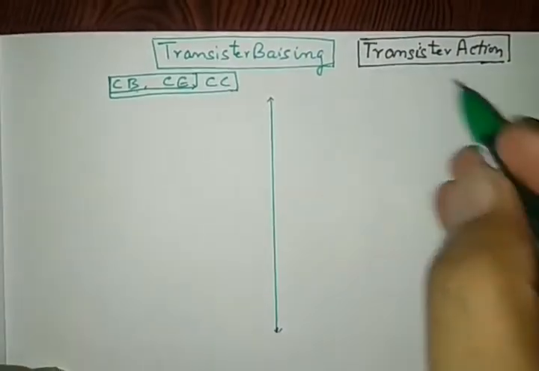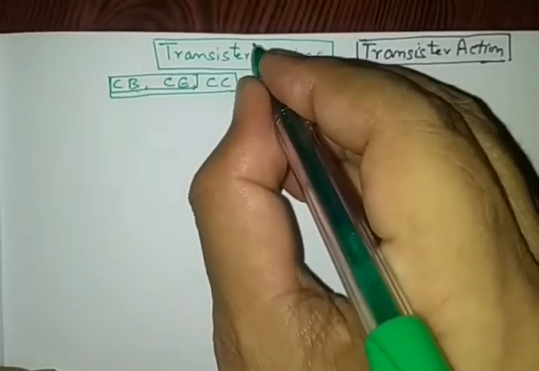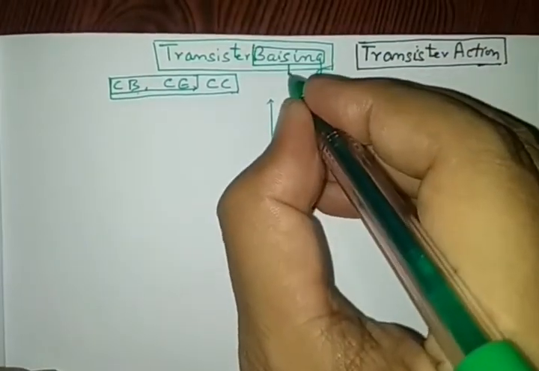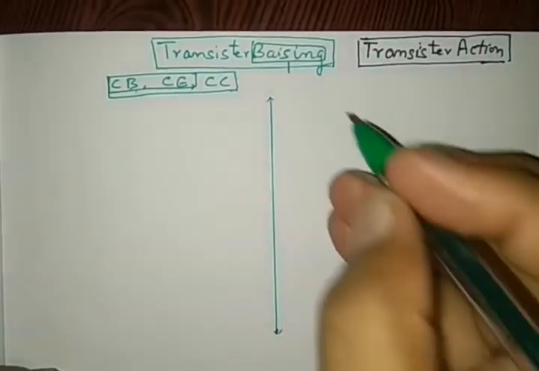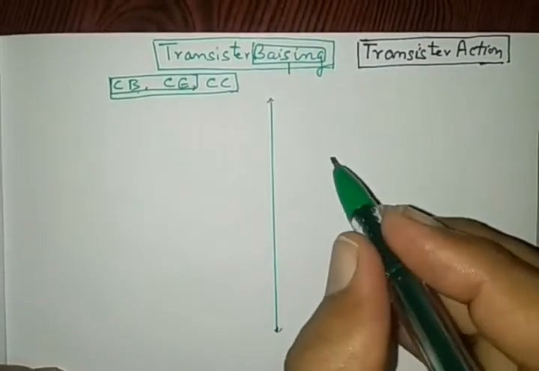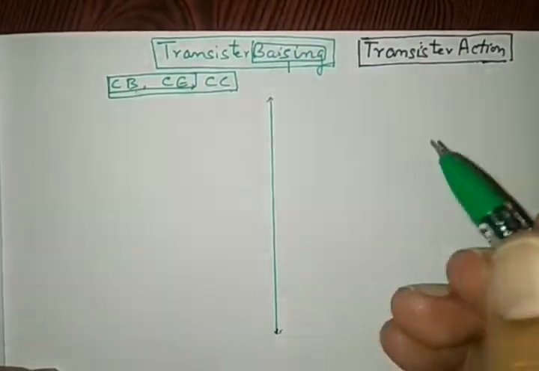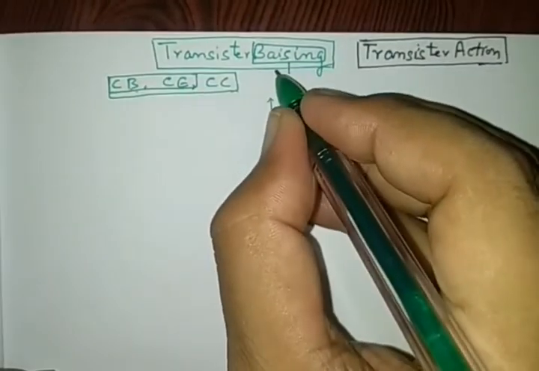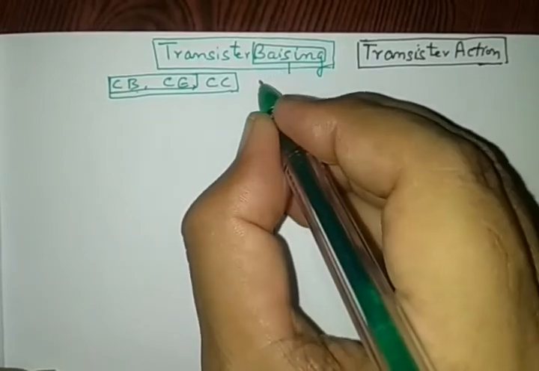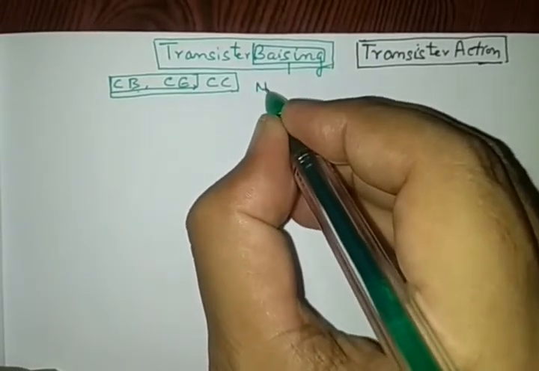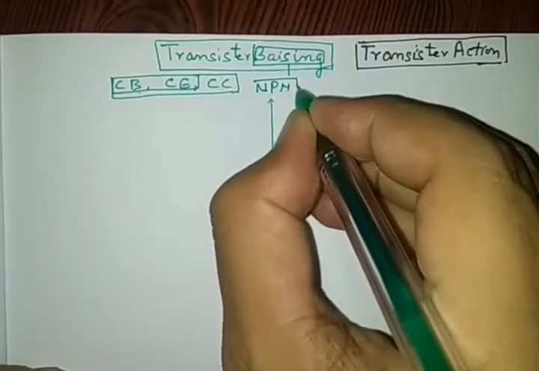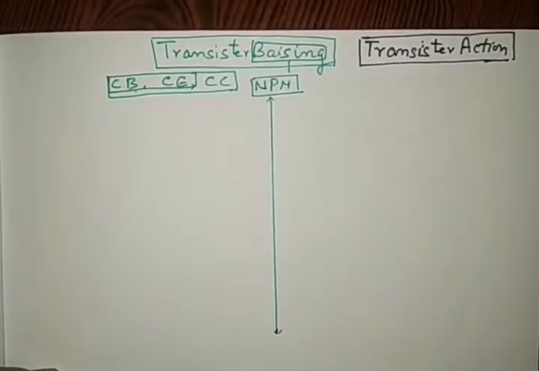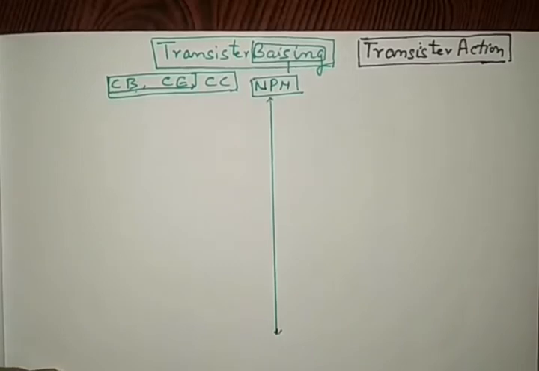So we will see how the battery is connected. Biasing means providing voltage to the transistor. So how are we connecting the cell in that? We know that there are three terminals. So we will take this transistor biasing and its action. Taking an NPN type of transistor as the example for biasing and its action.